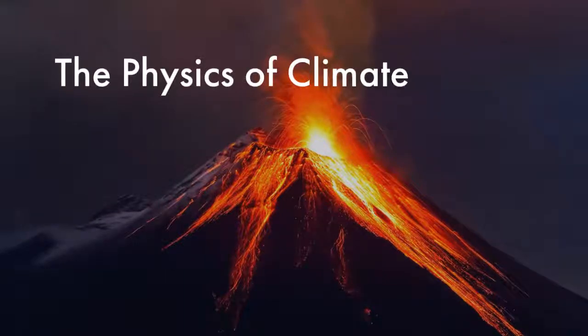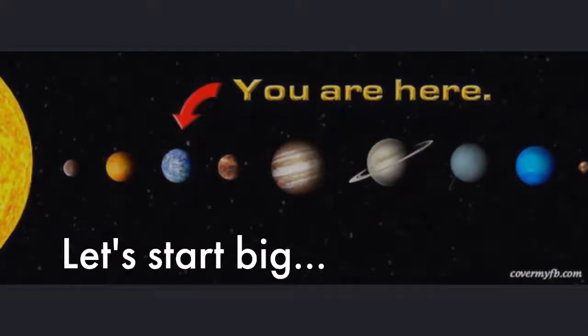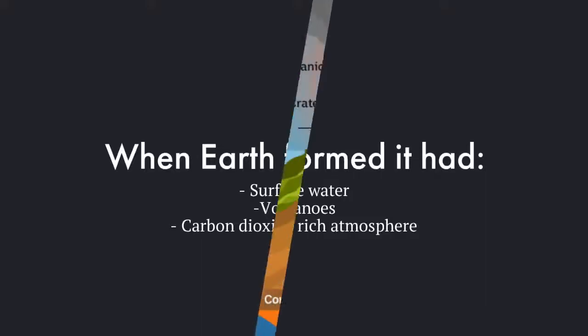In this lesson, we will be discussing the physics of Earth's climate. Let's start big. Remember that Earth is the third planet from the Sun. When Earth formed, it had surface water in the form of oceans, volcanoes, and a carbon dioxide-rich atmosphere. These are all important in what we will be discussing today.